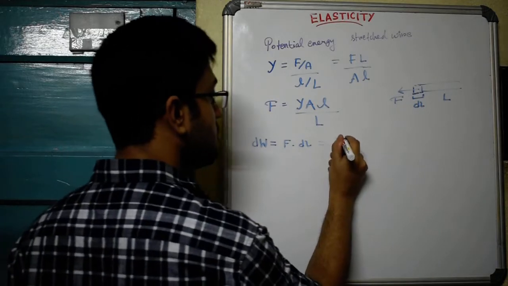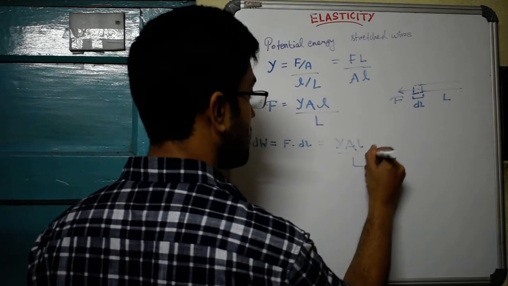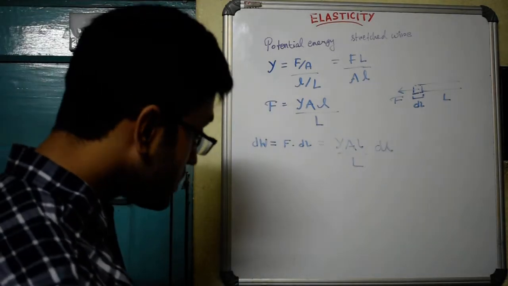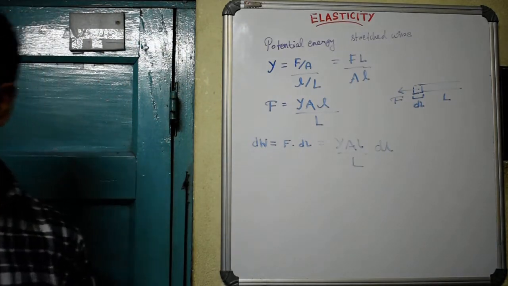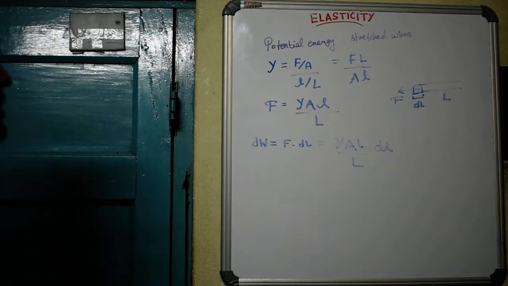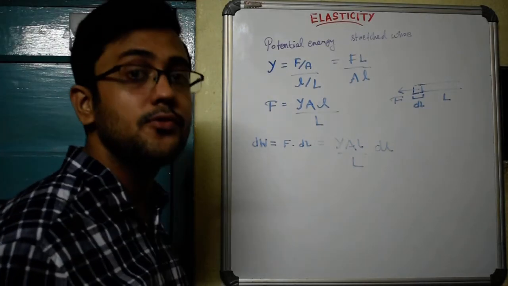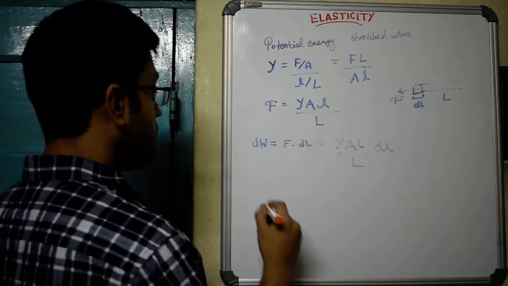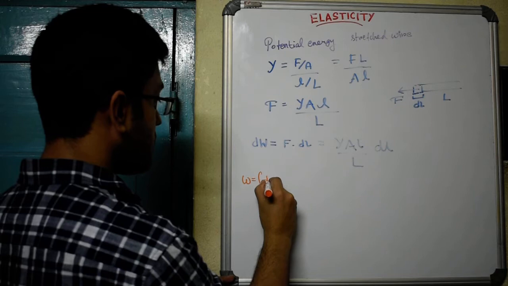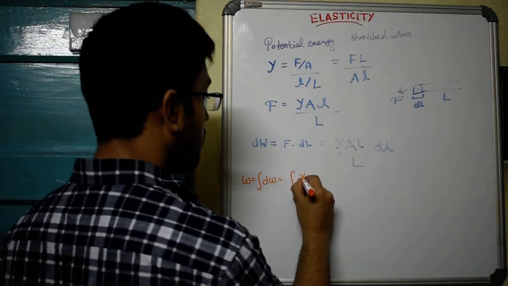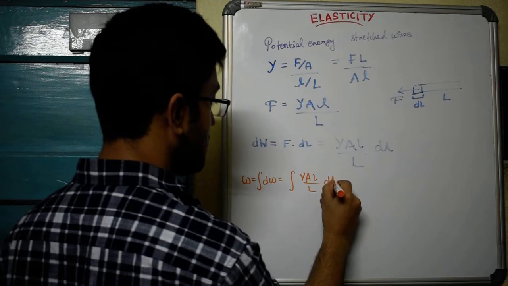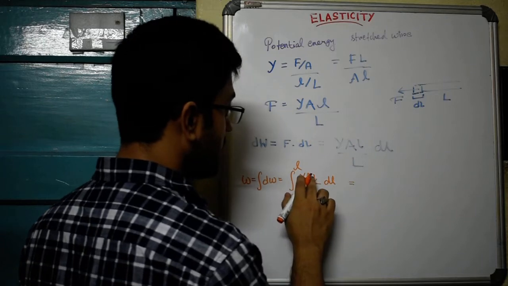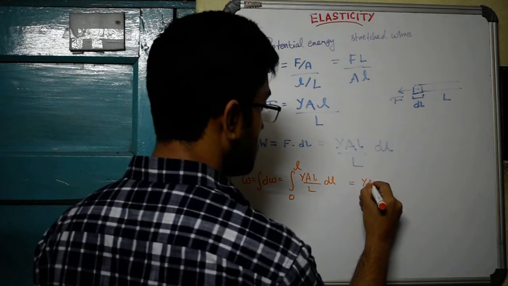So that will be equal to, this will be the expression for dW, and this is the amount of work which I need to do in order to increase the length by dl. And what is the amount of work I have to do to increase the length all the way by the amount l? That will be work W, which will be the integration of dW, that is integration of YAl/L dl from 0 to the final extension. Now this Young's modulus, the area and the original length are constants, so they come out of the integration.